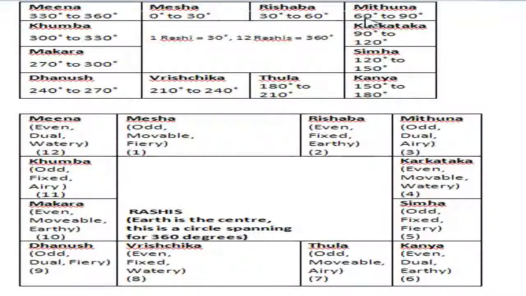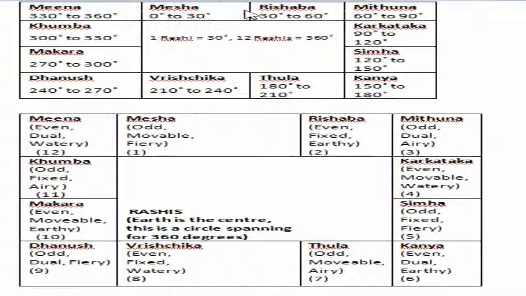Up to 60. And Mithuna 60 to 90. Karkataka 90 to 120. Simha 120 to 150. Kanya 150 to 180. Tula Rashi 180 to 210. Vrishchika Rashi 210 to 240, Dhanush Rashi 240 to 270, Makara Rashi 270 to 300, Kumbha Rashi 300 to 330 and Meena Rashi 330 to 360.